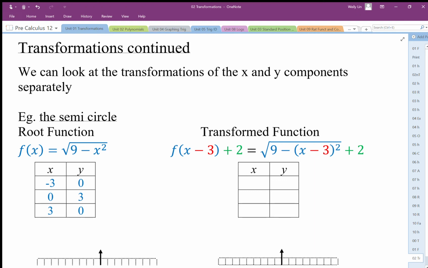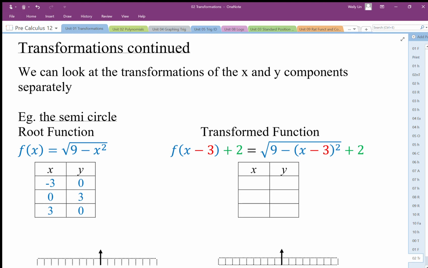When we start transforming the functions, we're going to transform the x and y parts separately, okay? Because the x's are coming from the input side and the y's are on the output side of the function, and they don't interact with each other. So we don't do the x and y transformations together.